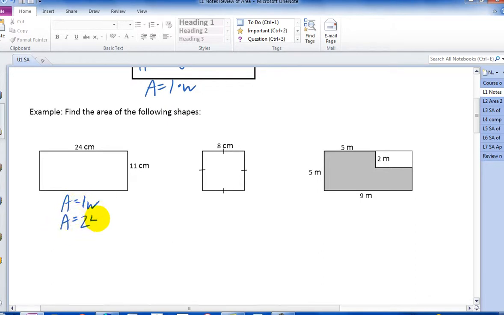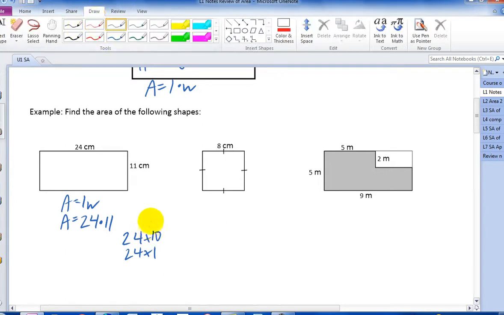Area equals 24 times 11. Are those big numbers? Somewhat. But remember, you can break that down to 24 times 10 and 24 times 1, right? So all I did here, nothing fancy, I just broke 11 into 10 and 1. So it's going to be 240 and 24. So what's the area? 264 centimeters squared. Okay. So I don't need a calculator for it. Could use a calculator. It's getting up there.